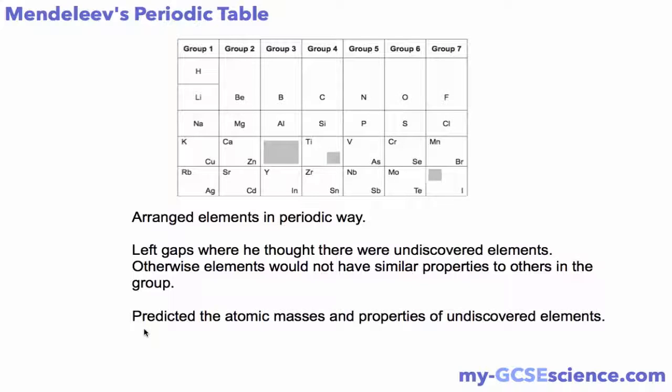Not only did he do that, but he did something else which was very clever. He predicted the atomic masses and the properties of those undiscovered elements, and this lent a lot of weight to his argument, to his design of the periodic table, because when those elements were found, it was found that they actually did have properties very similar to what he predicted, and in terms of atomic mass, they had atomic masses that were very close to what he predicted as well.